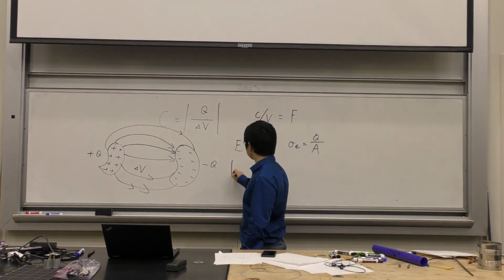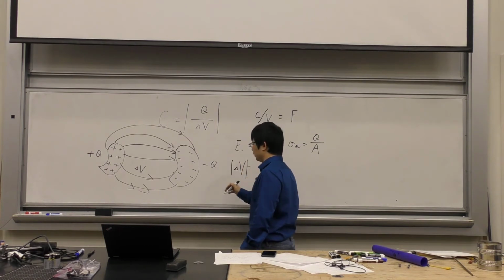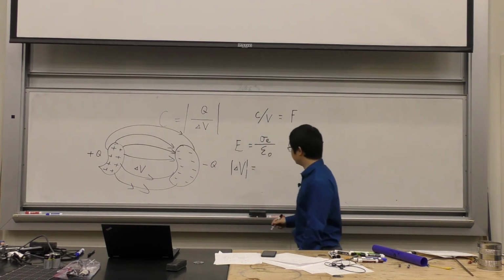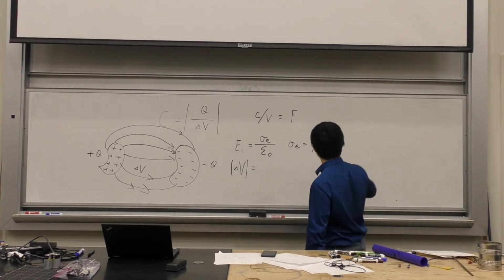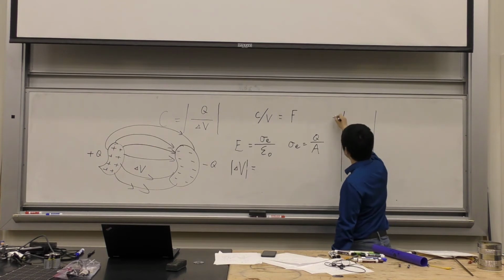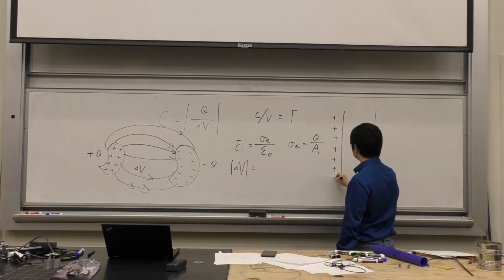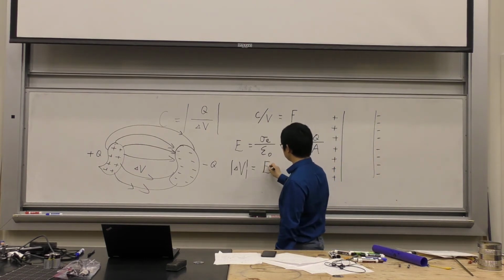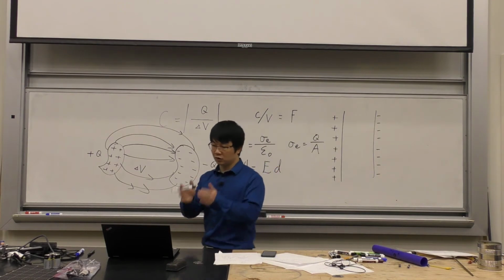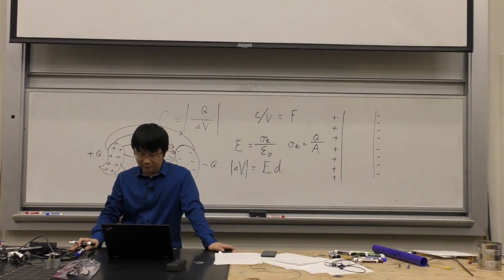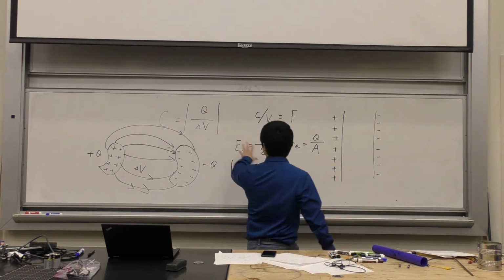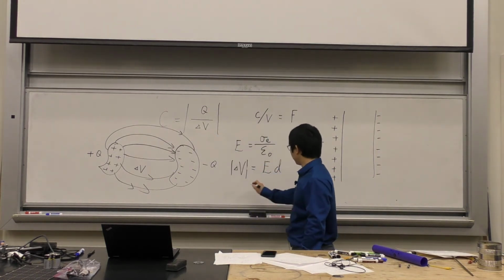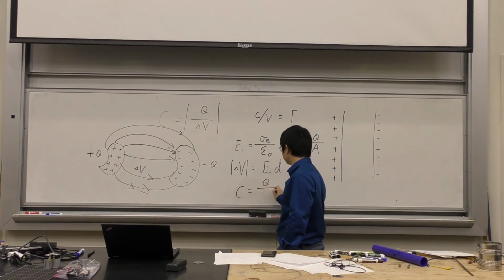Now, the potential difference between them: if it's a parallel plate capacitor, the electric field between them is always uniform. If it's uniform, I can use the theory we learned earlier, which is E times d, where d is just the distance between the two parallel plates. Now let's put everything together in this general definition. So I would have C equals Q over this.